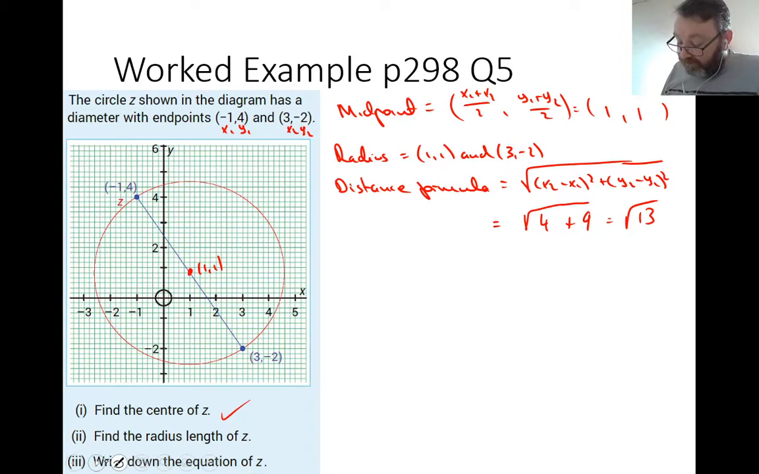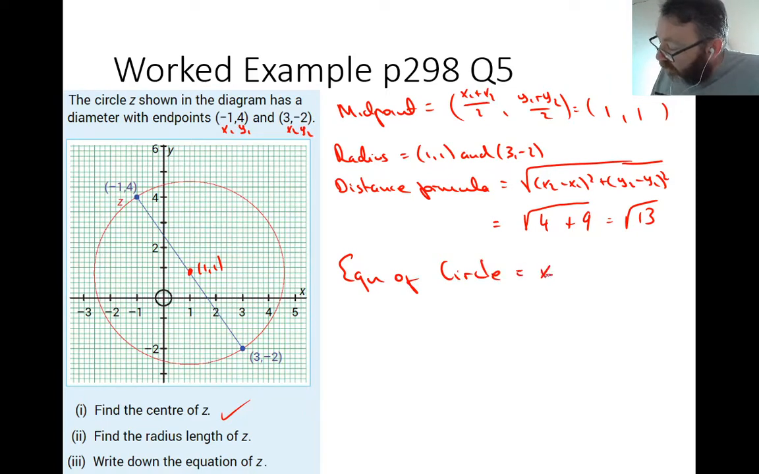And the last thing it says is write down the equation of Z. Now, is it x squared plus y squared equals r squared, or is it (x minus h) squared plus (y minus k) squared equals r squared? That all depends on where the position of the centre of the circle is. Here, the centre is at (1, 1), so it is not at (0, 0). So that means we're going to be using the equation of a circle, which is (x minus h) squared plus (y minus k) squared equals r squared.